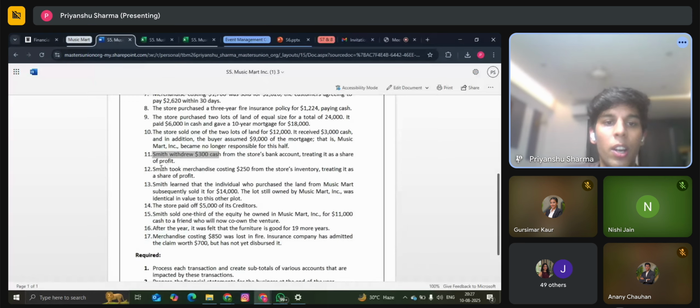I'll move to the next transaction, that is transaction 12. So Smith has taken merchandise costing $250 from the store's inventory.